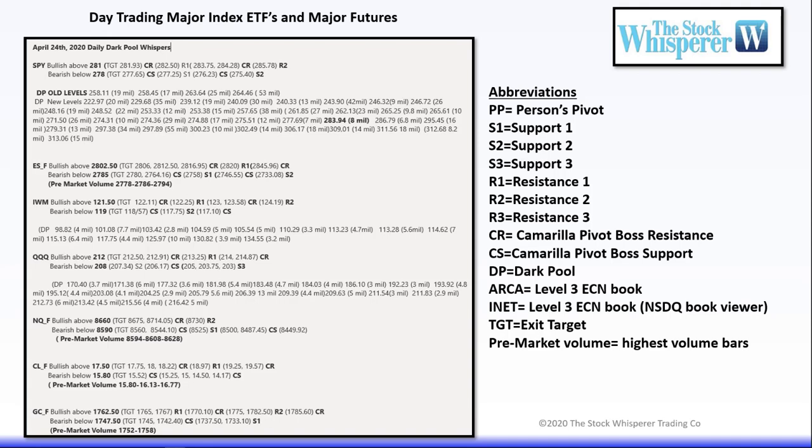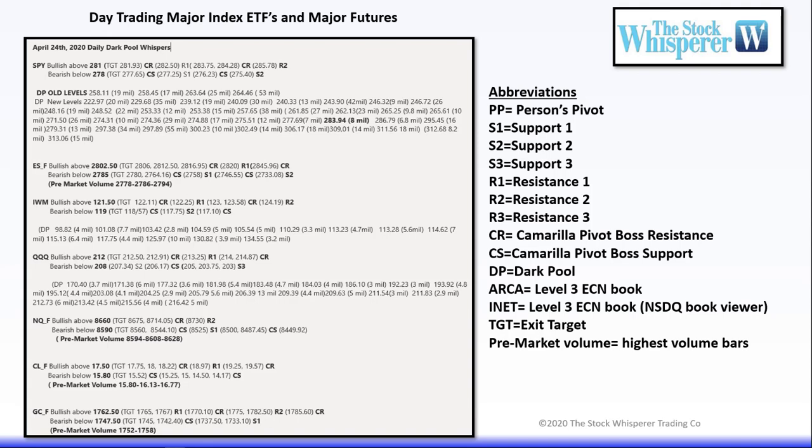So I use books, ECN books. This is where institutions are hiding their orders. Yeah, hiding them. They're not executed yet. They're loaded to buy and sell. So we have the ARCA book and the INET. You know what the INET book is? The Instanet. That's the green glowing dark pool machine that used to be in front of me in the 90s. Now NASDAQ bought it and it's called the NASDAQ Book Viewer, or you may see INET on your platform if you have it. Mine actually says INET, but it's the same thing as the NASDAQ Book Viewer.